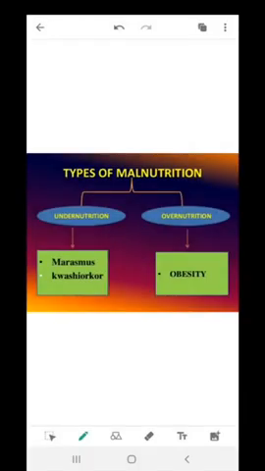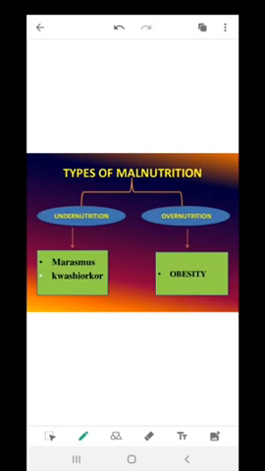Let us now discuss malnutrition. Eating of food that doesn't contain one or more than one nutrient in the required amount is called malnutrition. It is based on 2 things, undernutrition and overnutrition. Undernutrition leads to Marasmus and Kwashiorkor diseases. Overnutrition, high calorie intake of food, leads to obesity.